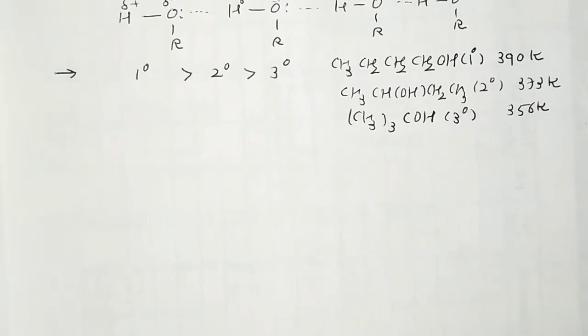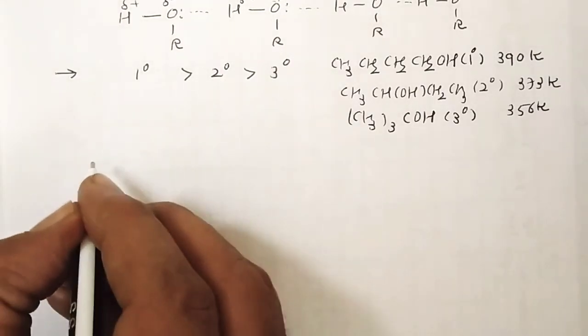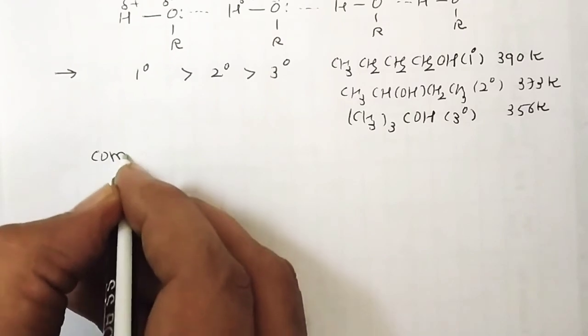However, with the increasing molecular mass, the boiling point shows a regular increase. So this is all about the boiling points of alcohols. What about the phenols? Likewise, like alcohols, the boiling points of phenols are also much higher than the corresponding aromatic hydrocarbons and haloarenes.